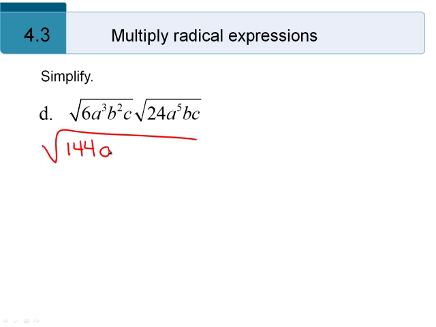Okay, now add the exponents. We're going to have a to the 8th because we have 3 and 5. On the b, I've got b squared and b to the 1st, so that's going to be b to the 3rd. And c is going to be c squared.